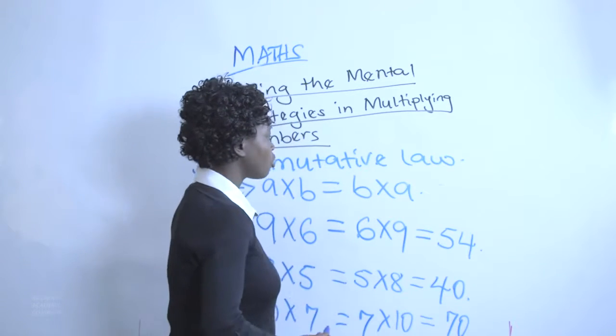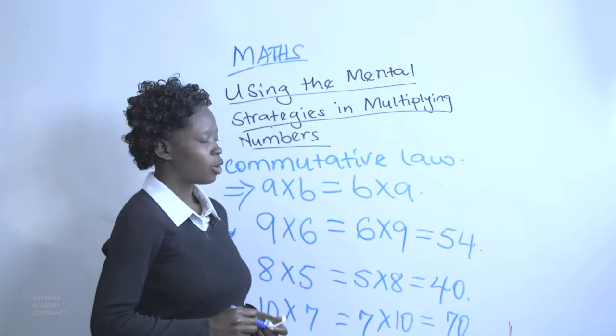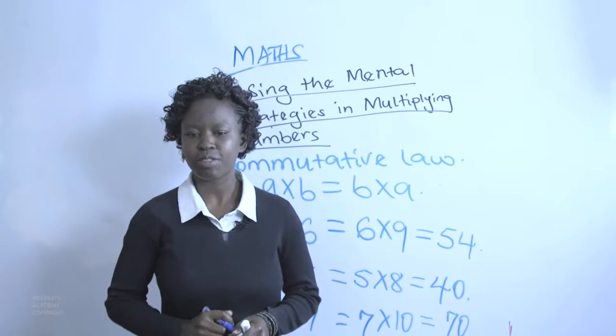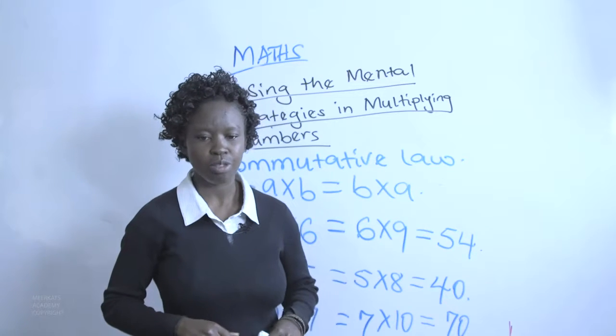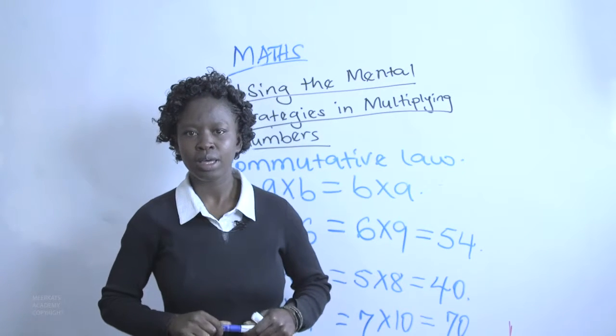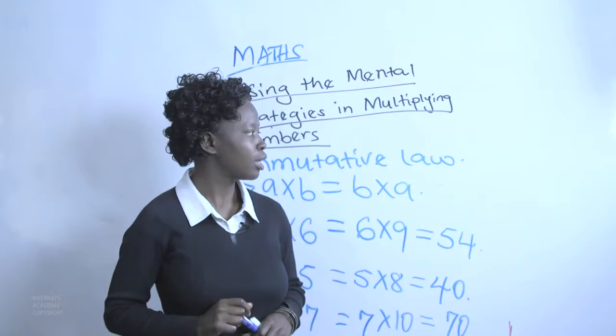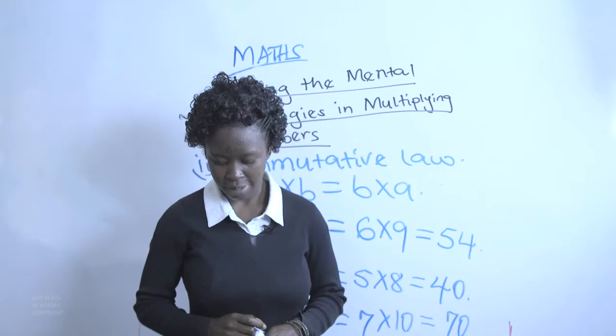So we say that you are using the commutative law. You don't have any specific order in which you are going to use in multiplication. Whichever figure you start with, it will still give you the same answer.